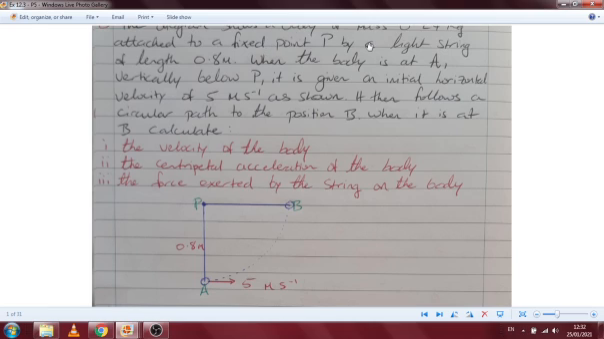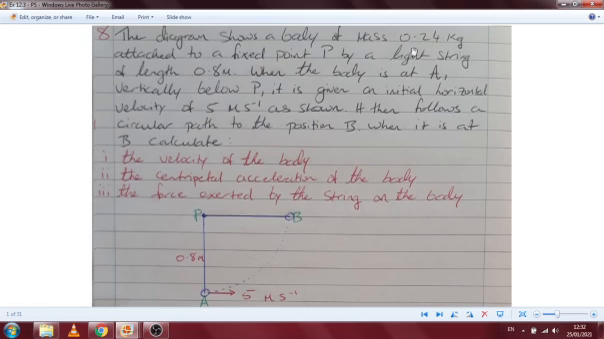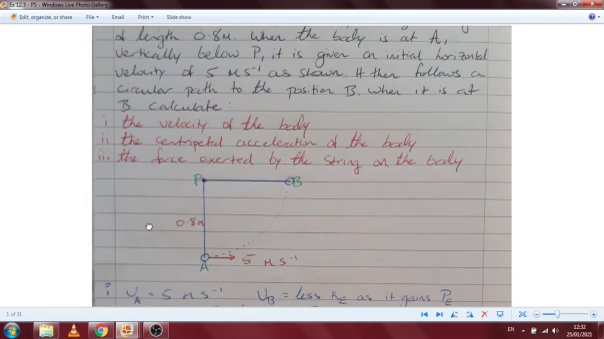So again, the mass we're given is 0.24 kilograms. Its length, which will be our radius, is 0.8. It's given the velocity of 5 meters per second, and it's going to move up there. When it is up here at B, we want to find its velocity, we want to find the centripetal acceleration, and we want to find the force.